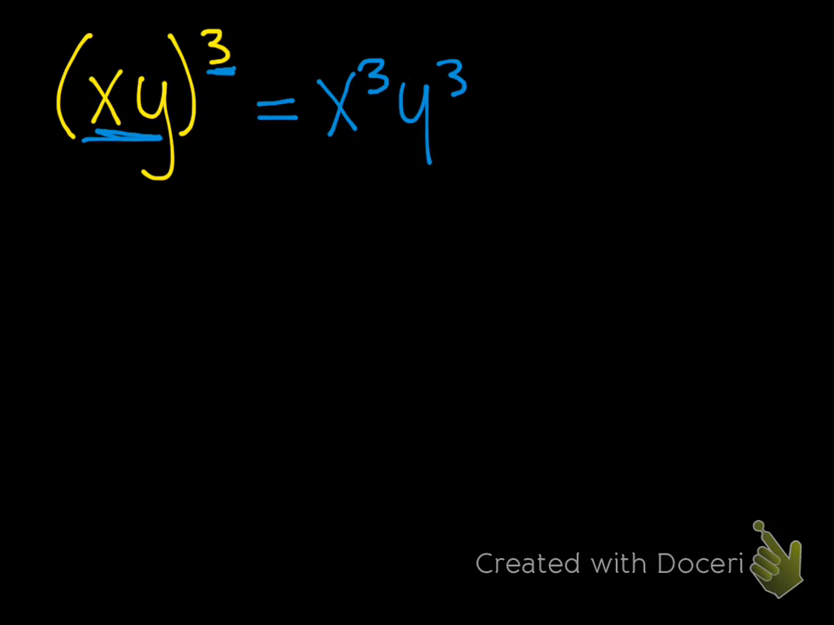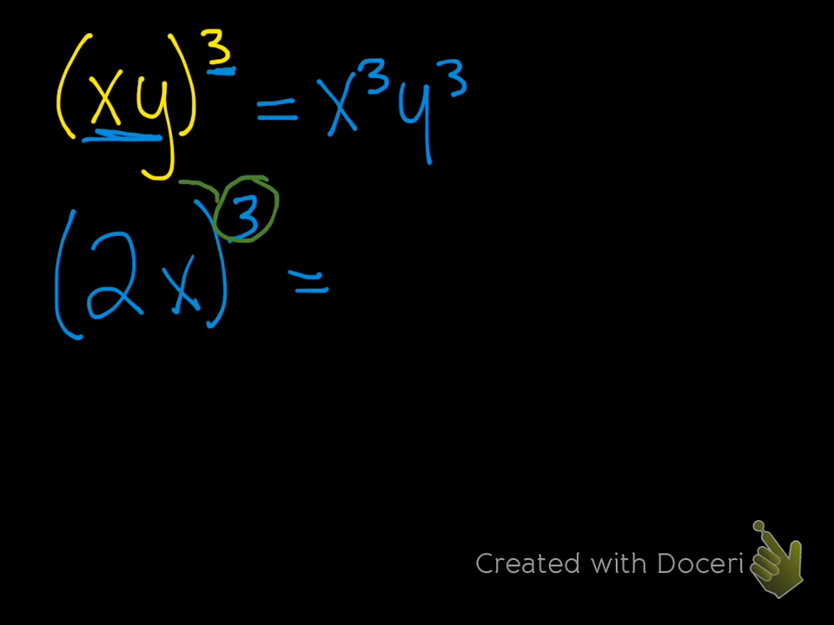So let's do one example. Let's say we've got 2x to the third power. Remember, we're going to take this exponent and distribute it to the 2 and to the x. We're going to multiply. So this is 2 to the third power and x to the third power. All right? So with a power of a product, you distribute the exponent with multiplication. Just remember that the power applies to everything inside the parentheses.